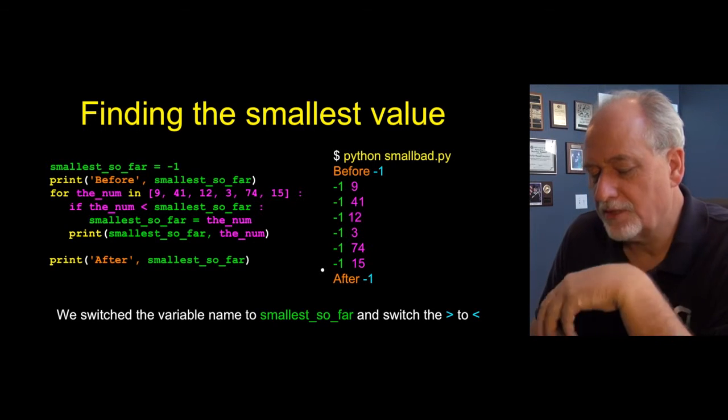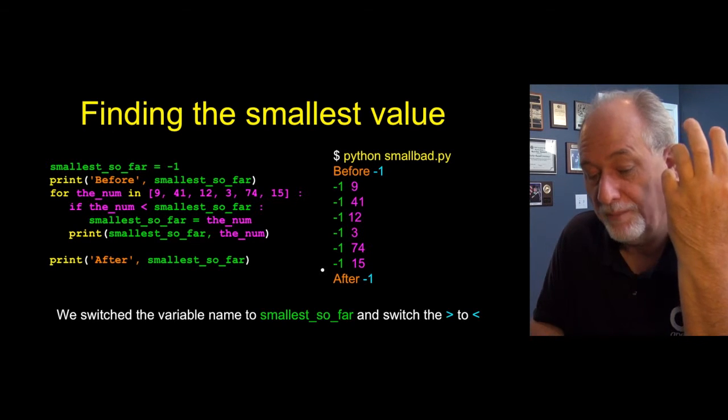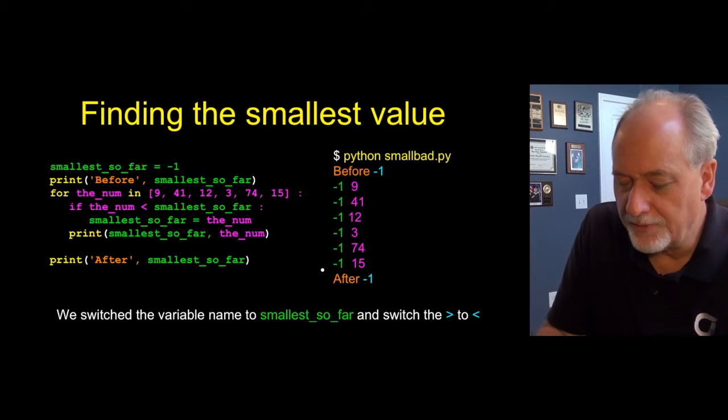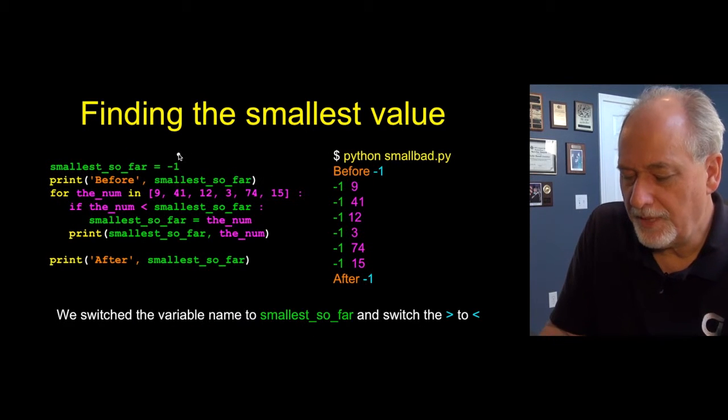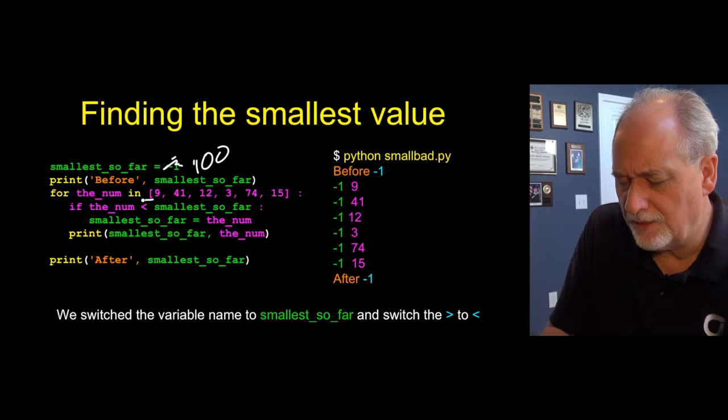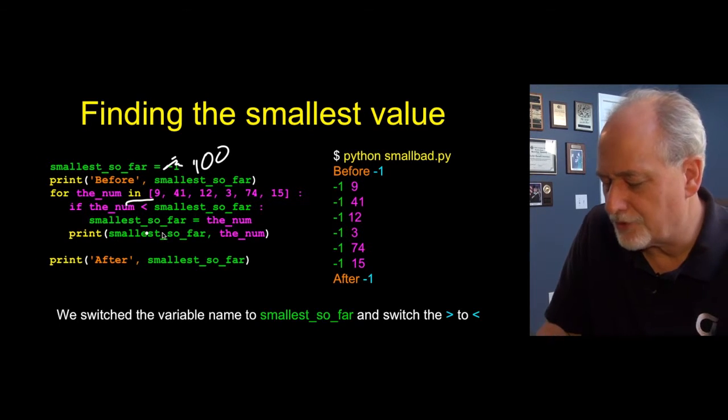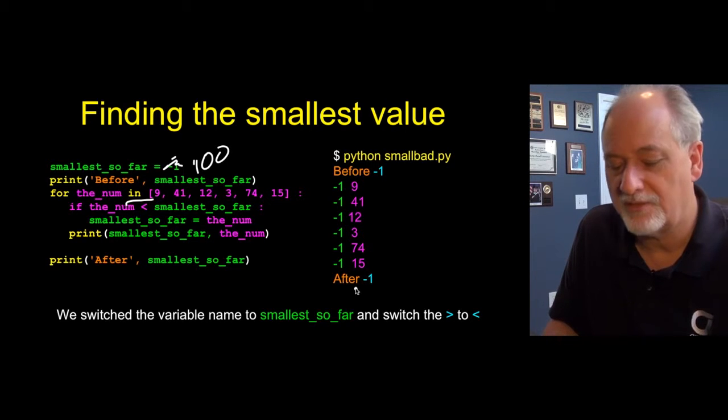Well, if we started the smallest so far with some arbitrary big number, then it'd be better. So if we made this be like 100, that'd be good, because the first time through, the 9 would be less than 100, so we would capture the 9, and then the rest of the loop would work just fine.